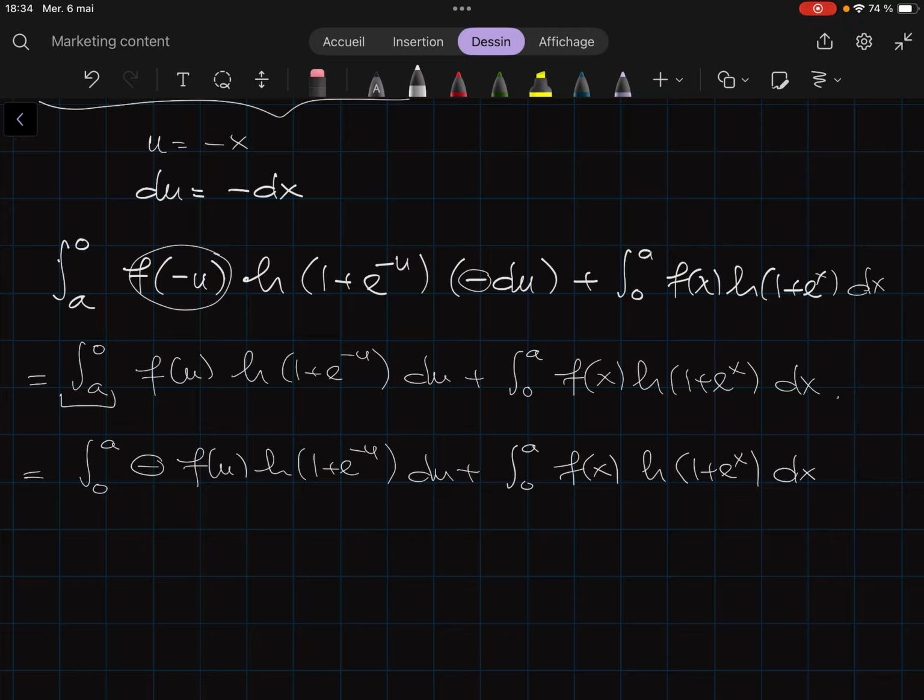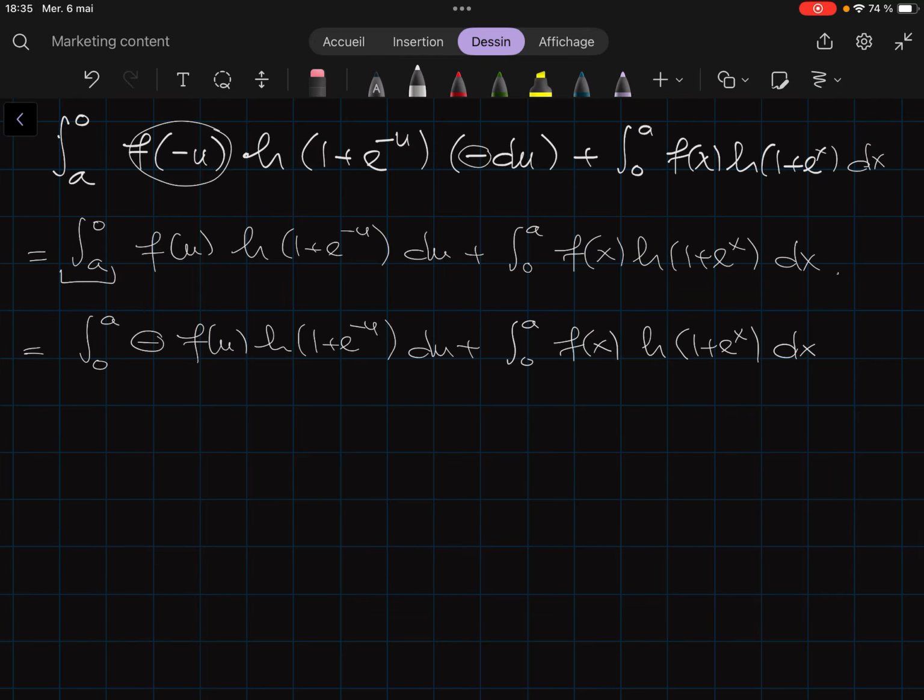What else can we do? We can now combine the two integrals. Notice that even though the first integral is in terms of u, we're integrating with respect to u. So the first integral is no different from this guy. We can replace every instance of u with x.